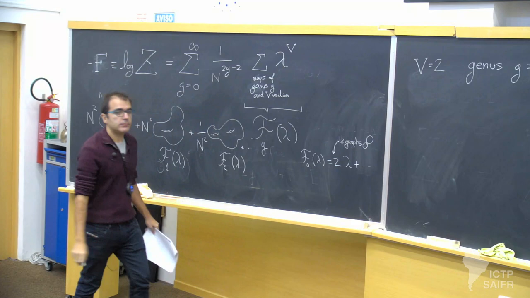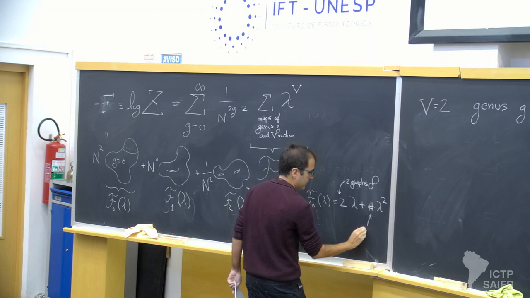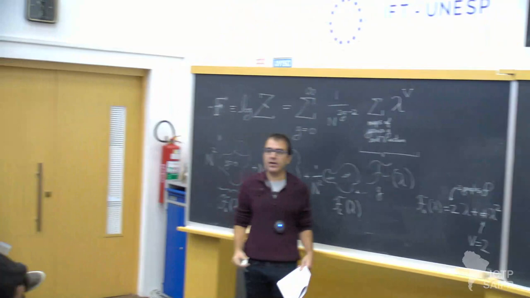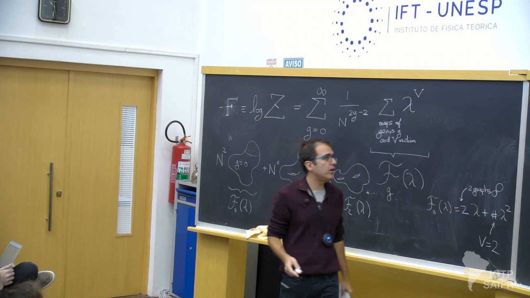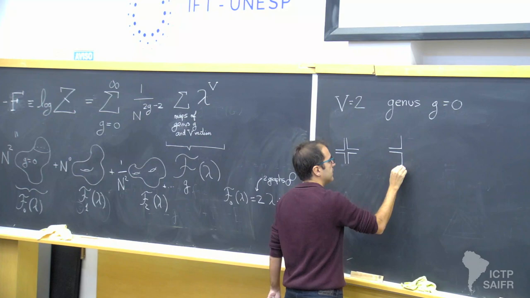And now we ask, what number would be here multiplying lambda squared? Well, this is two vertices, right? So let's try to see what the next term for F0 should be. What graphs do we want to draw that have two vertices and genus 0? So what I want is the following. I have one vertex and another vertex, and I want to connect them into a connected graph of genus 0.